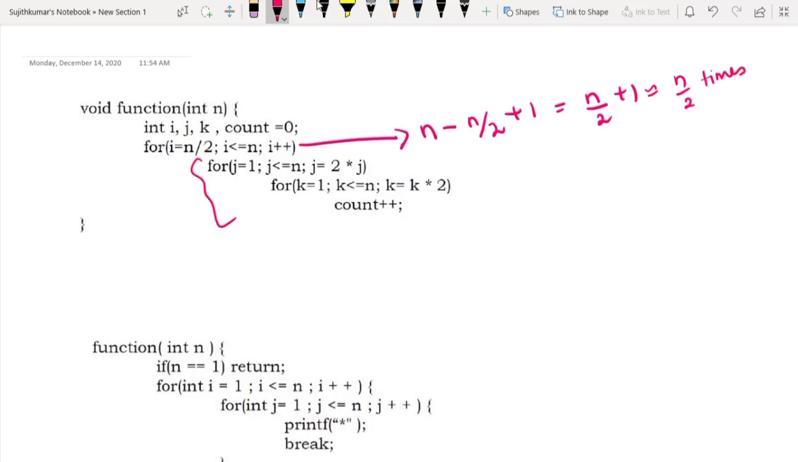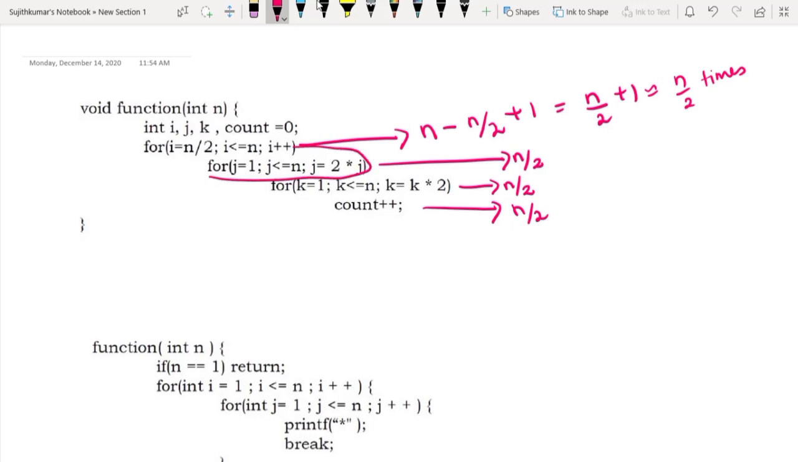And since these loops are nested, this will also execute n by 2 times, and this will also execute n by 2 times. This count statement will also execute n by 2 times, right? Again, you check the inner loop, this one. This starts from 1 and goes up to n, but see the increment statement.